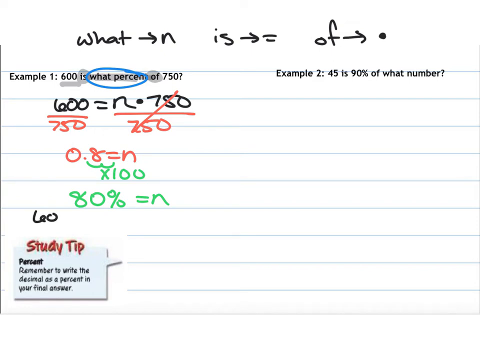So that means that 600 is 80%, or almost all of, right, 750. Again, you can use your 10% to see if that's reasonable. I know 10% would be 75, so it's really 75 times 8, which is 600. Again, just using what I know to solve what I don't know.